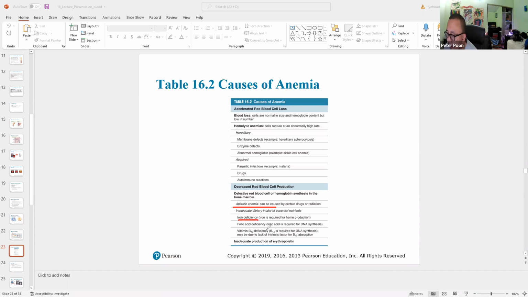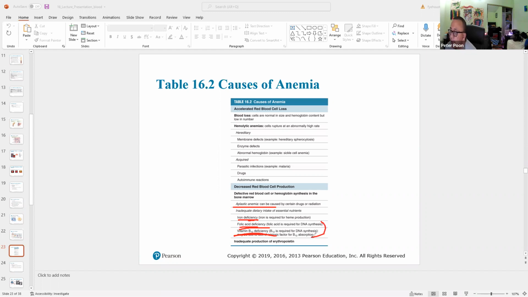Okay, iron deficiency and folic acid and B12 deficiency. Iron deficiency. You need iron. Everybody needs to take a certain amount of iron every day. And usually it's easy. Iron is not really that hard to get, especially if you're vegan, then you have to look for iron a little bit. Folic acid deficiency and vitamin B12 deficiency.